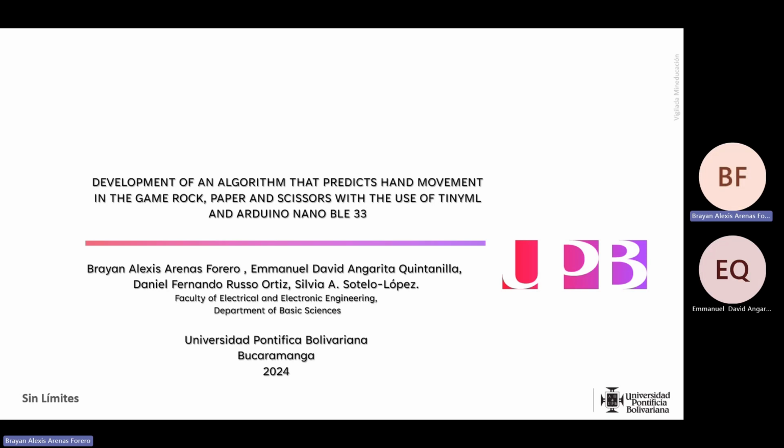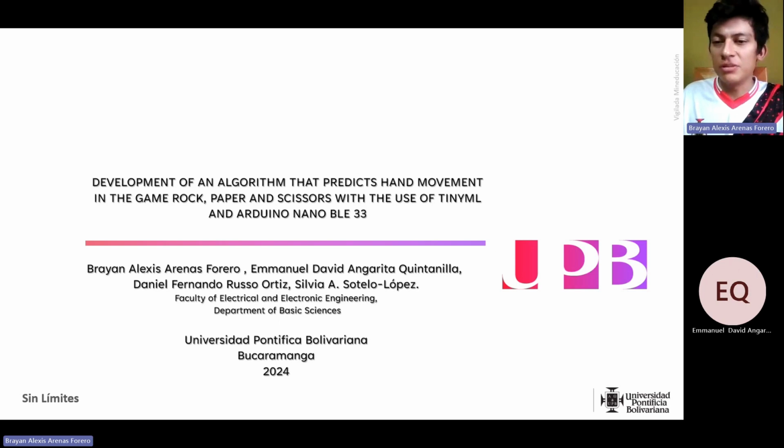I am an electrical engineering student at Universidad Pontificia Bolivariana in Bucaramanga, Colombia. I'm here to present our project: development of an algorithm that predicts hand movement in the game rock, paper, scissors with the use of TinyML and the Arduino Nano BLE 33.